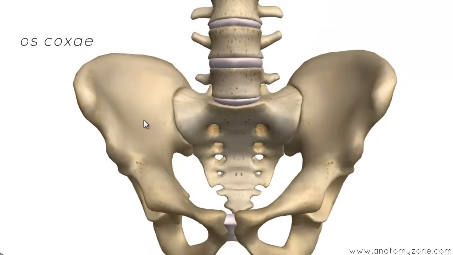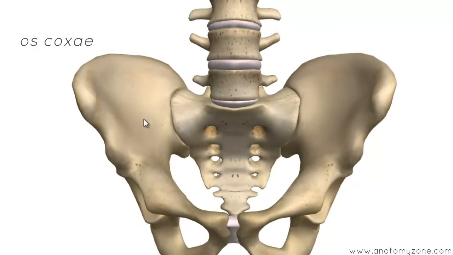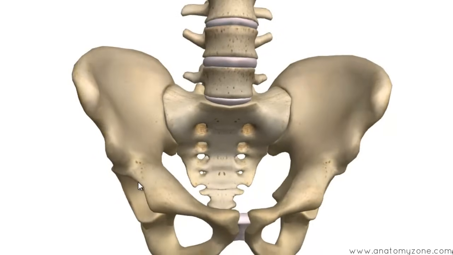So this comes from the Latin. Os means bone and coxae means of the hip. So it's the bone of the hip bone. So you've got two hip bones, a sacrum and a coccyx. So the pelvis is separated into two regions.